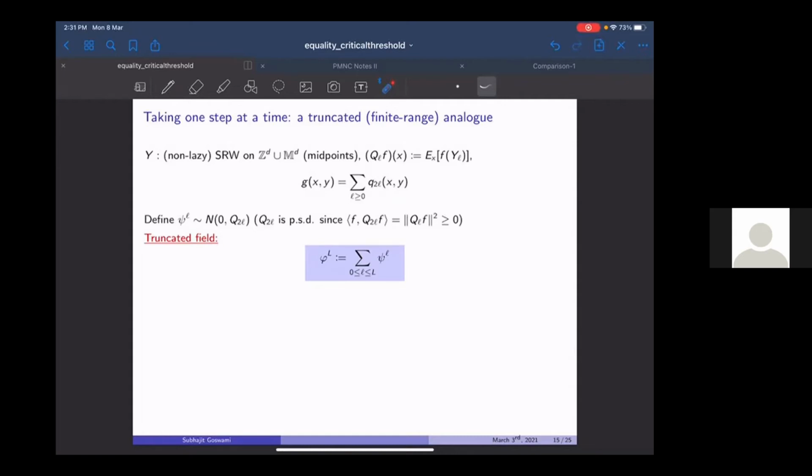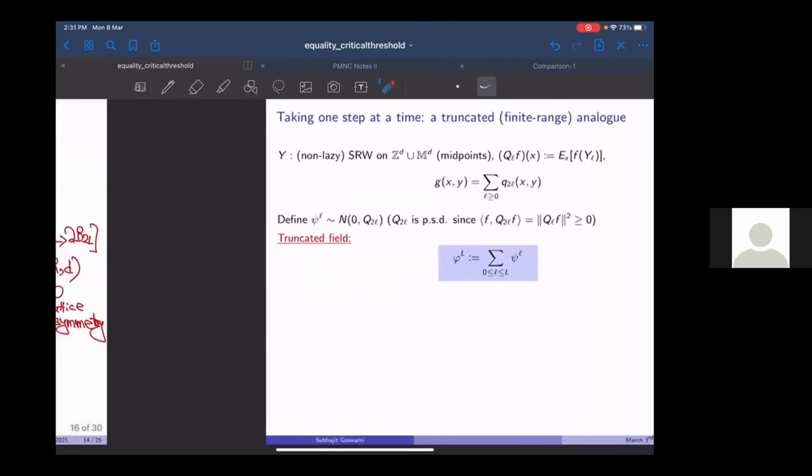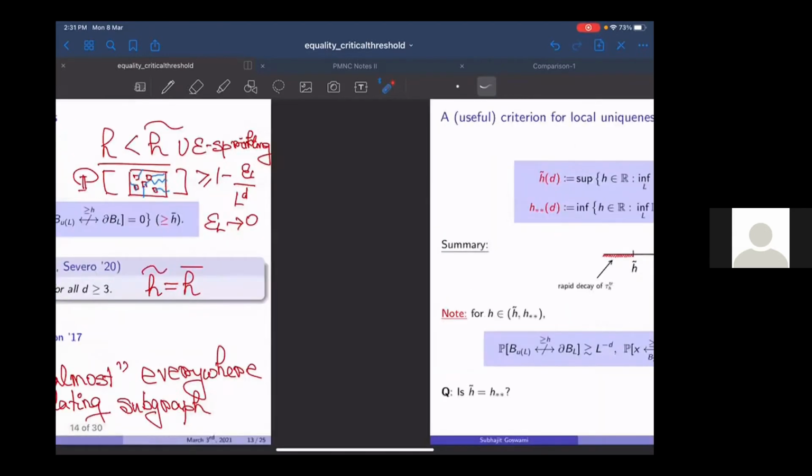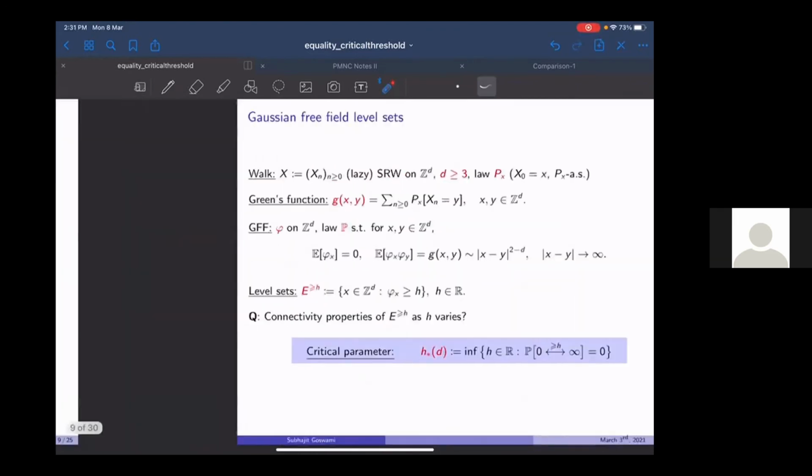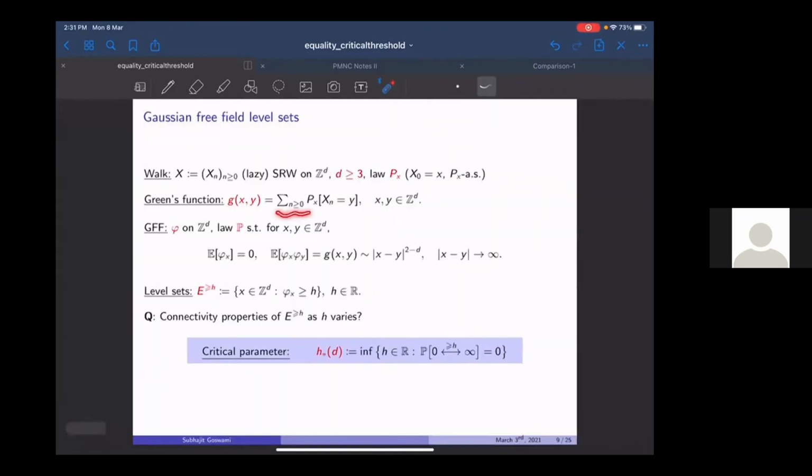So what is the Gaussian free field? As we saw last time, it's essentially the expected number of visits, starting from x, to another vertex y, and it is easily seen to be written as a sum of probabilities like that.